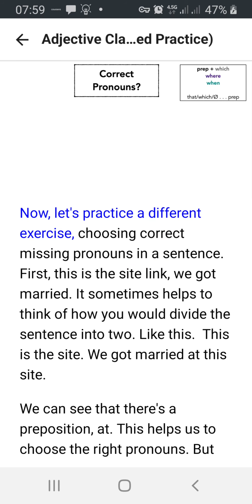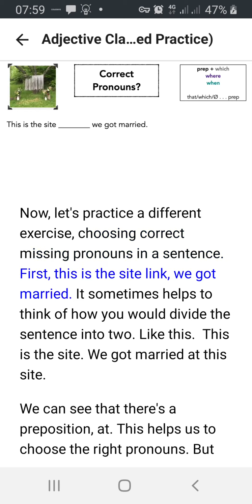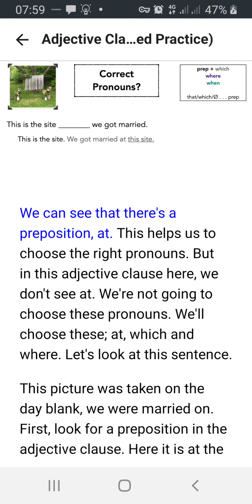Now, let's practice a different exercise, choosing correct missing pronouns in a sentence. First, this is the site blank we got married. It sometimes helps to think of how you would divide the sentence into two, like this. This is the site. We got married at this site. Okay, we can see that there's a preposition, "at." This helps us to choose the right pronouns. But in this adjective clause here, we don't see "at." So we're not going to choose these pronouns. We'll choose these. "At which" and "where."